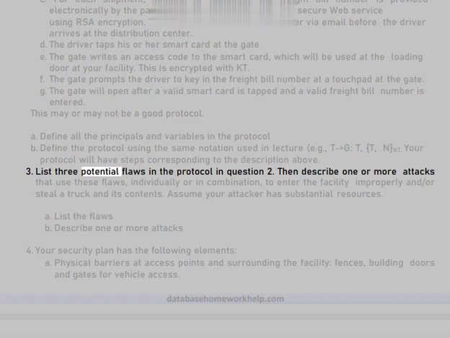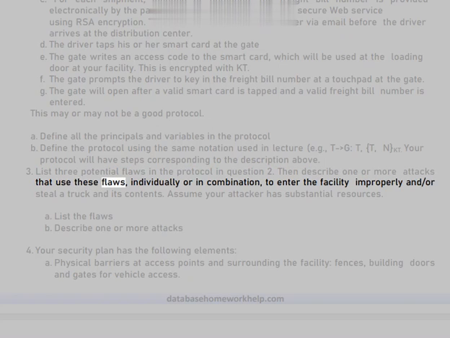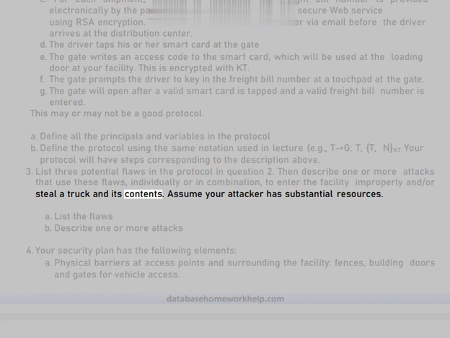3. List 3 potential flaws in the protocol in question 2. Then describe one or more attacks that use these flaws, individually or in combination, to enter the facility improperly and/or steal a truck and its contents. Assume your attacker has substantial resources. A. List the flaws. B. Describe one or more attacks.